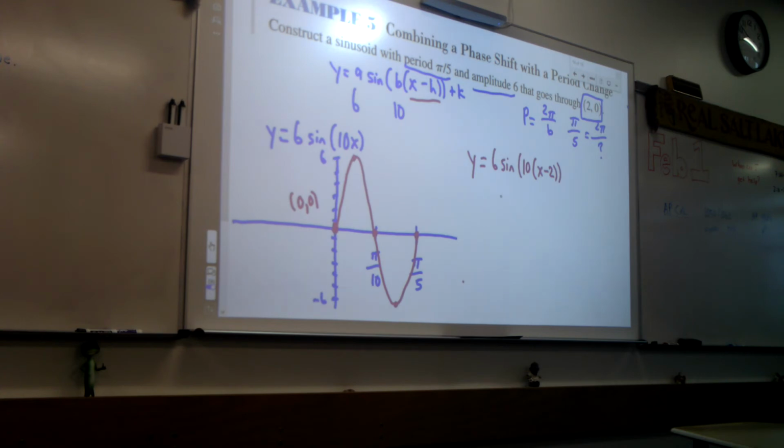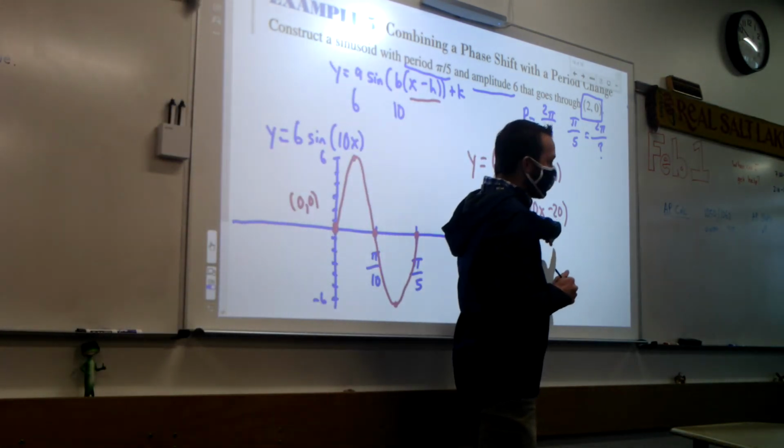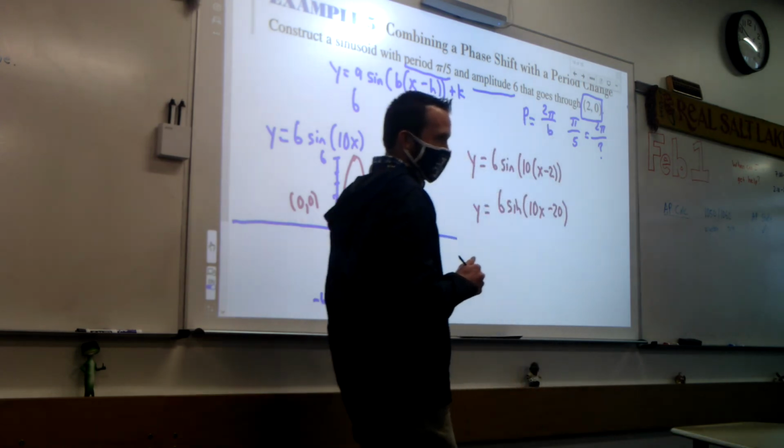If we were to multiply this out, it would look like this. 6 sine of 10x minus 20. So this was kind of a commonly missed thing on the parent functions, is people would look at this and think, oh, it's going to the right by 20, but no, you have to factor out the 10, and that's how you see it goes to the right by 2.